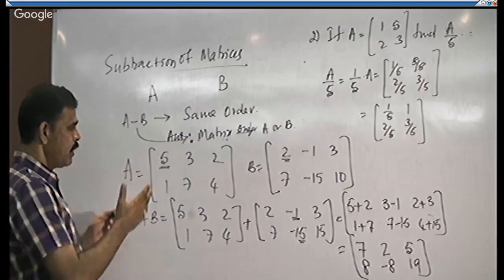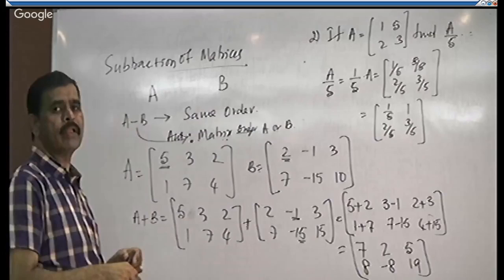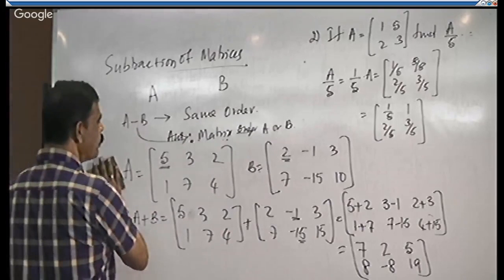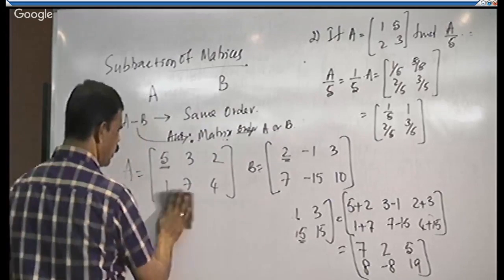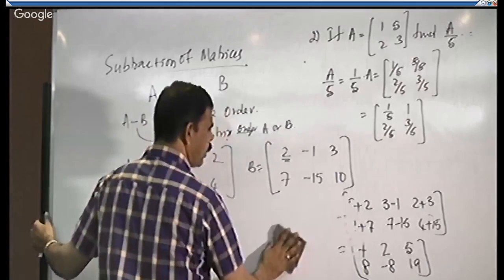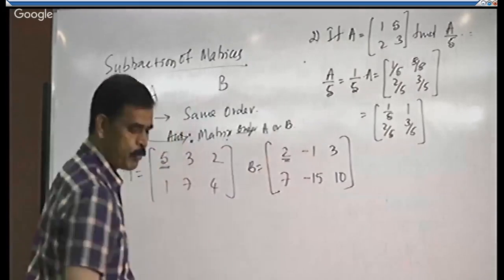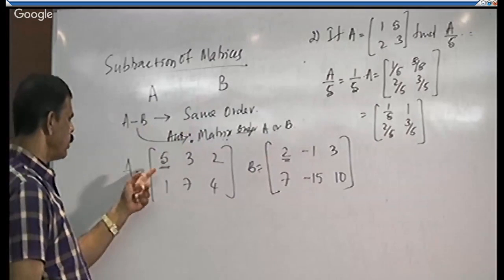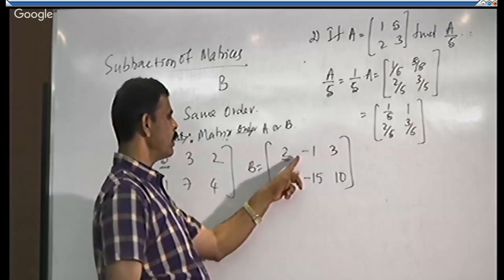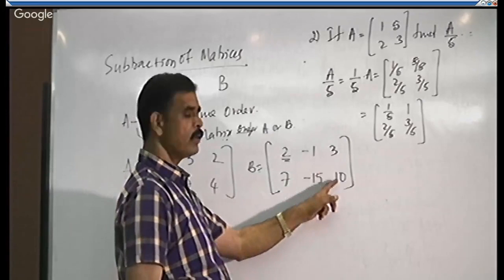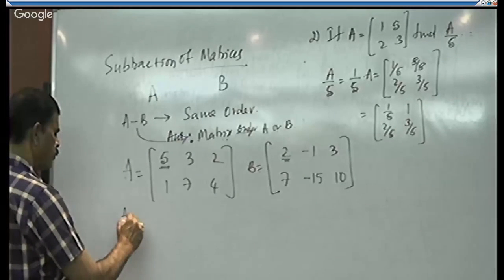Then how to subtract? It is similar to addition only. If I want to get A minus B, it means the elements of B will be subtracted from the elements of A according to corresponding positions, right? I will take the same example. A is 5, 3, 2, 1, 7, 4. B is 2, minus 1, 3, 7, minus 15, 10. The order is the same, so subtraction takes place. Subtraction is A minus B.